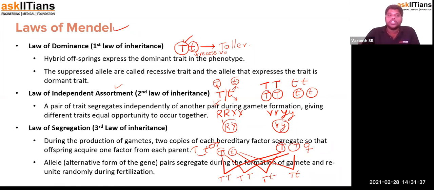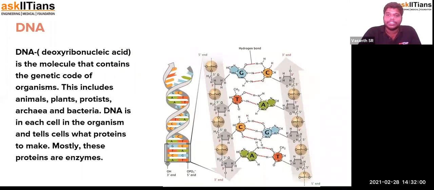So these are the three important laws that Mendel has conveyed, and on the basis of these, the complete genetics has been understood. There are certain cases where the Mendelian laws were not obeyed. We will be studying those details in the upcoming classes, especially in 12th standard. Not right now. So the next thing that we are going to talk about is DNA.